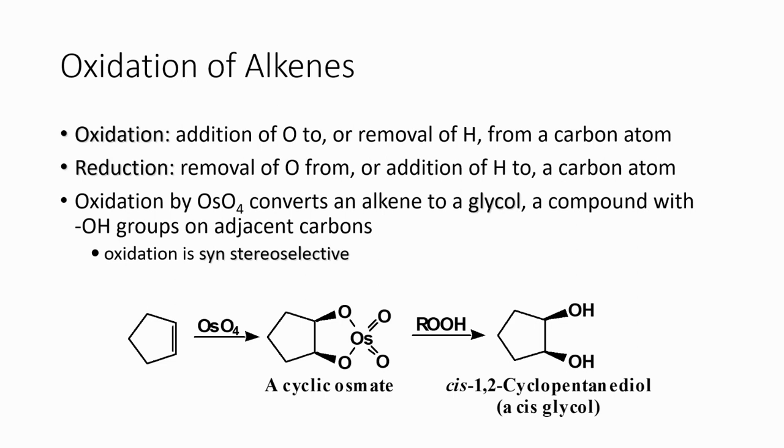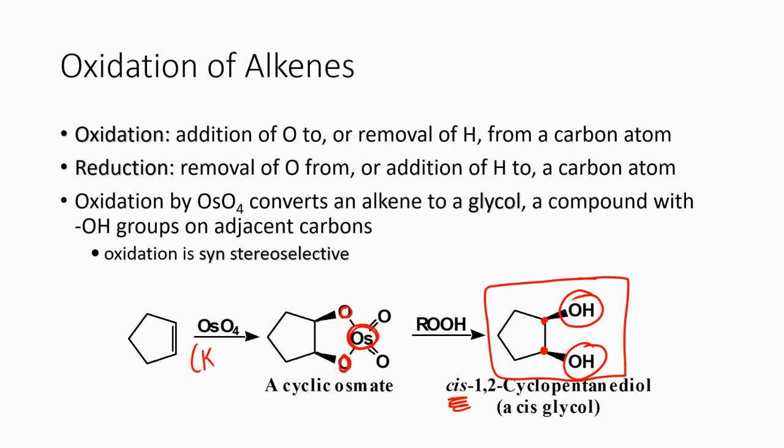We can use osmium tetroxide to do this, to convert the alkene to the glycol. A glycol is a compound with two OHs on adjacent side-by-side carbon atoms. It's stereoselective. They're going to add syn or on the same side to make the cis product. And that's because the osmium holds these two oxygens really in this intermediate where they have added on the same side of the double bond. So it's important that we just note that the product is going to be cis when we use osmium tetroxide.